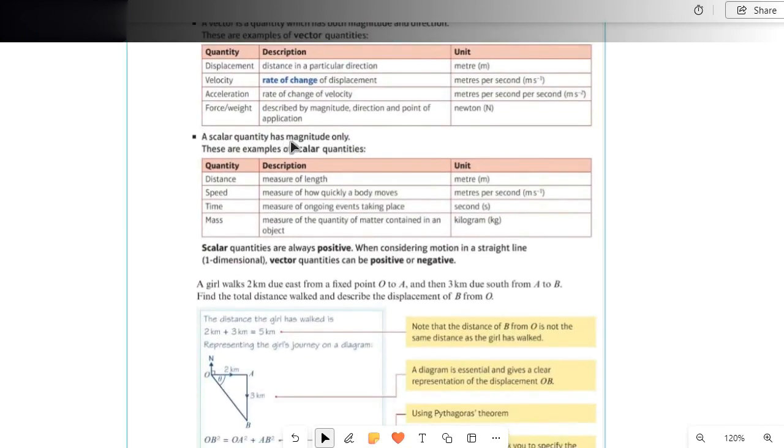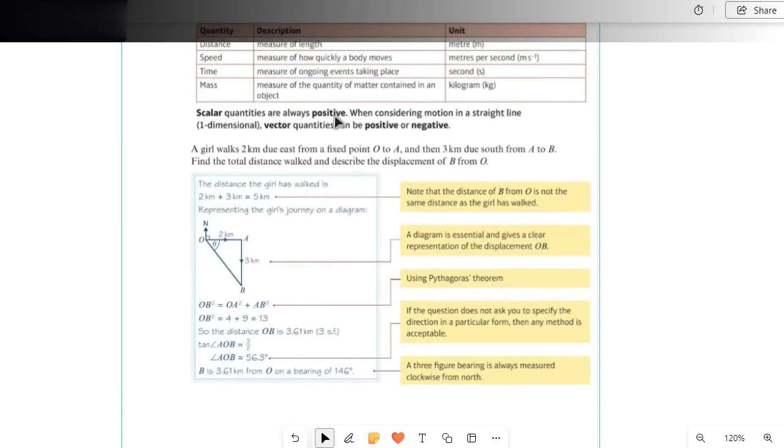A scalar quantity has magnitude only. These are some examples of scalar quantities. For example, distance, which is a measure of length, similarly with a unit of meters. Speed, which is a measure of how quickly a body moves, which is in meters per second. Time, which is a measure of ongoing events taking place, which is in seconds. And finally, mass, which is a measure of the quantity of matter contained within an object, whose unit is kilograms. Scalar quantities are always positive.